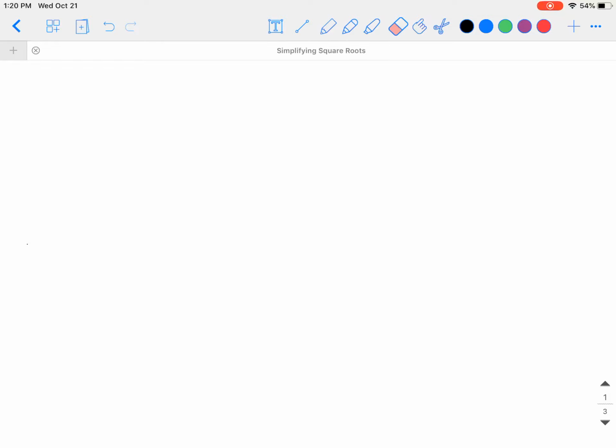Hello everyone, welcome back to our pre-algebra review, and today we will be discussing simplifying square roots. So first off, what's a square root?